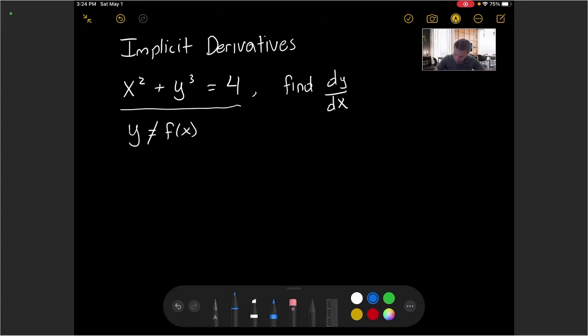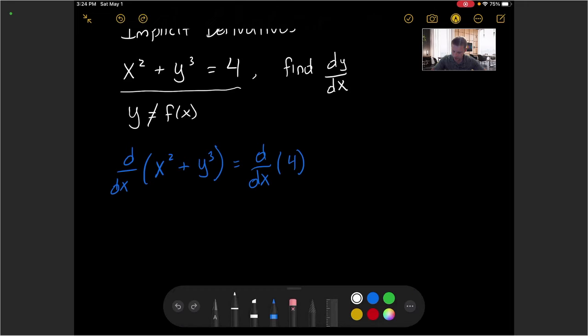I'm going to want to take the derivative d/dx of each side of this equation. So the derivative with respect to x of both sides. I'd write it like this. Now I'm going to go term by term on both sides and take the derivative with respect to x. So if I consider x squared, the derivative with respect to x here would be just 2x, just like our normal derivative.